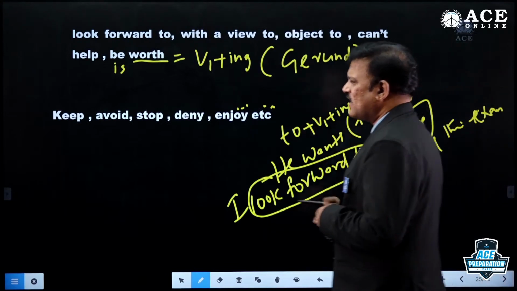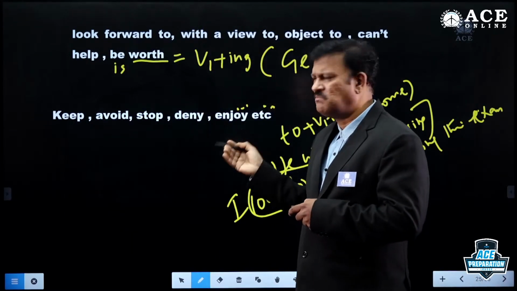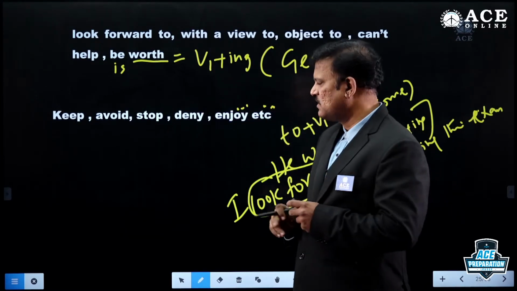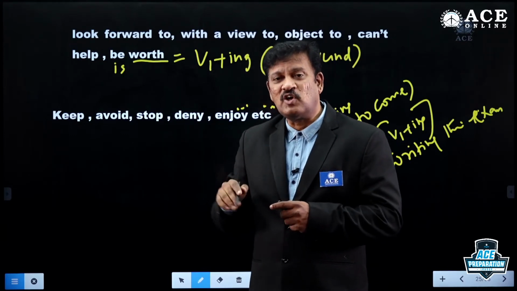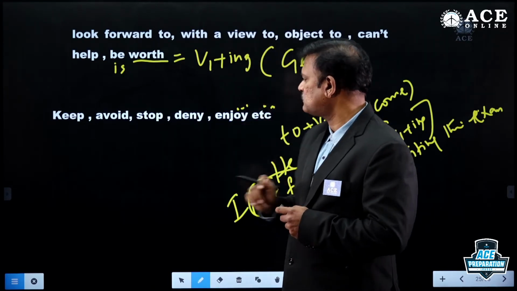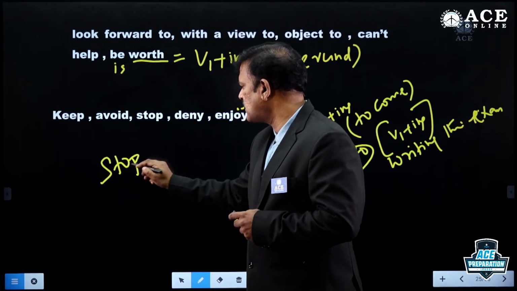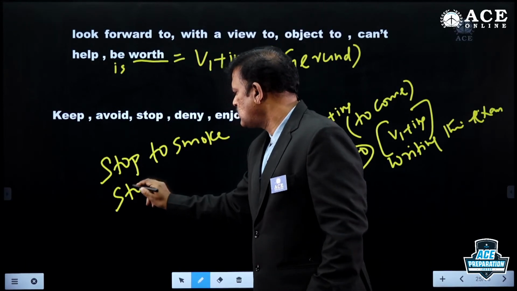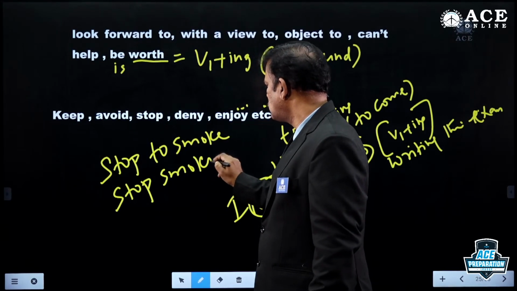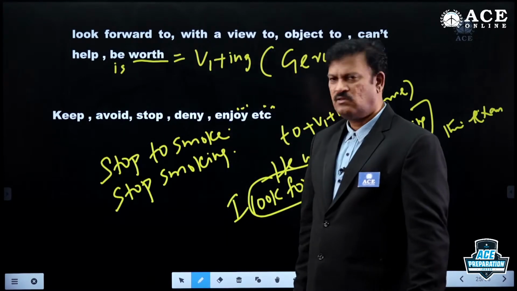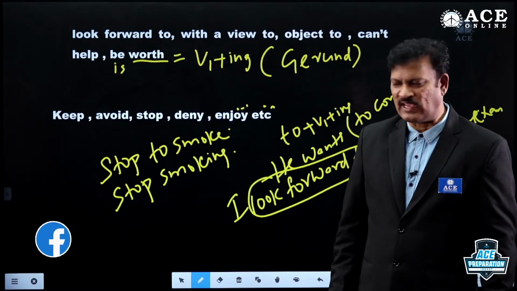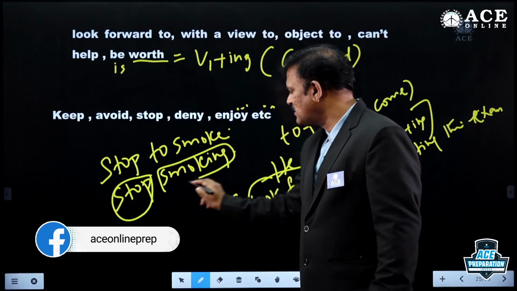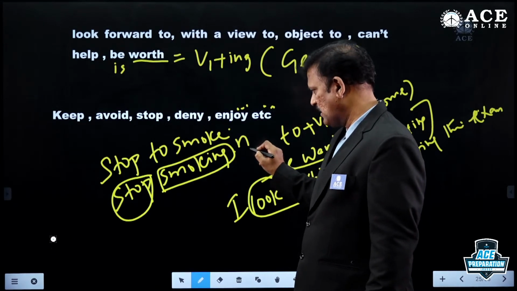And also, check it out. There are some verbs. I just gave you some, but there's a list of verbs. You just have to focus if you are seriously preparing for competitive exams. There are certain things without our knowledge we use it correctly. Suppose if I say, you tell me which one is correct. Stop to smoke. Stop smoking. So many times you heard it. Stop smoking. After verb stop, you can use a noun phrase.